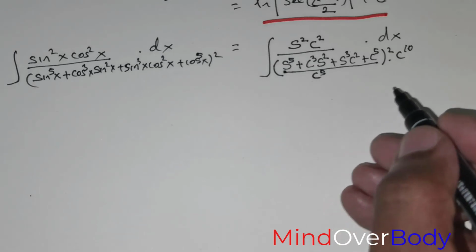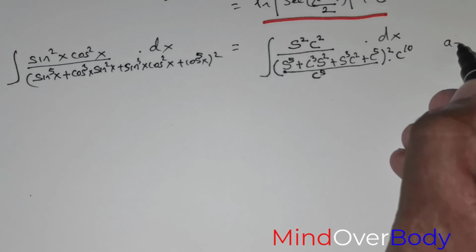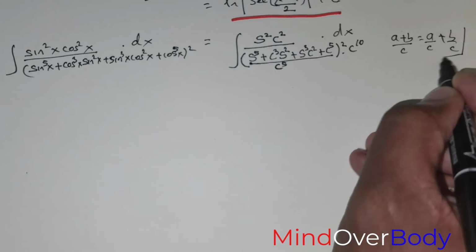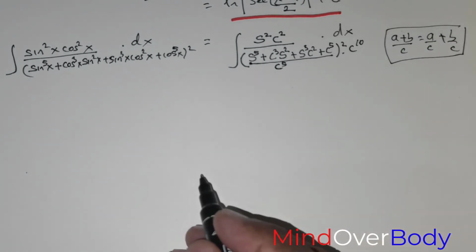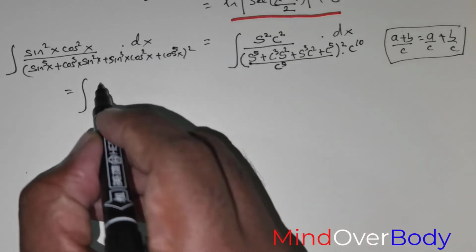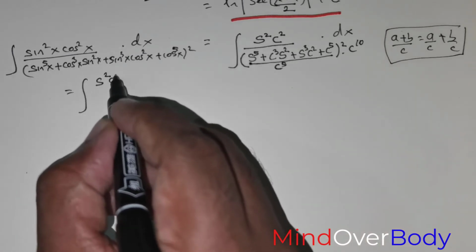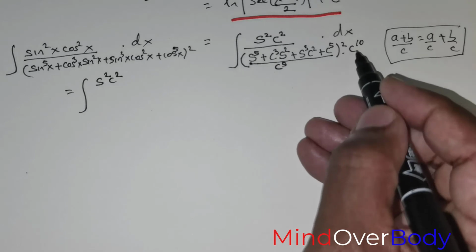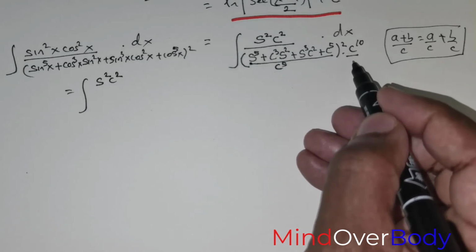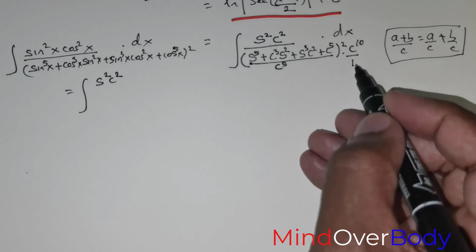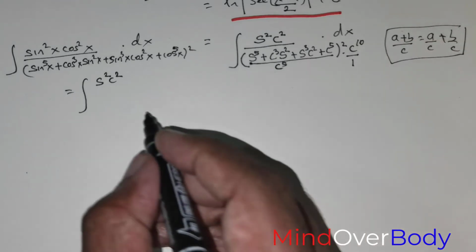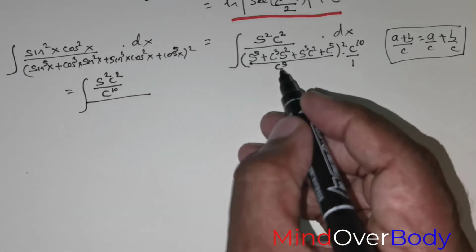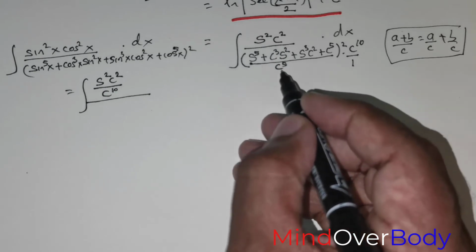So now I will use the property of algebra, which is if I have a positive b over c, I can rewrite it as a over c positive b over c. So by this algebraic property I can rewrite this as integral s squared c squared. Now this is actually c raised to the power of 10, resting over 1. So if I were to flip it, this is going to be c raised to the power of 10, and that is divided by, as I mentioned to you, I will be dividing every term by c raised to the power of 5.